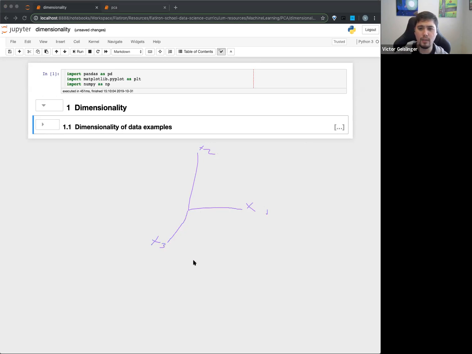The thing is, I'm going to go back to 2D just because it's a little easier for us to draw. If you imagine me trying to draw little points here, there are only so many ways they can vary from each other, right? What happens as we add more features is there are more ways for them to vary from each other.